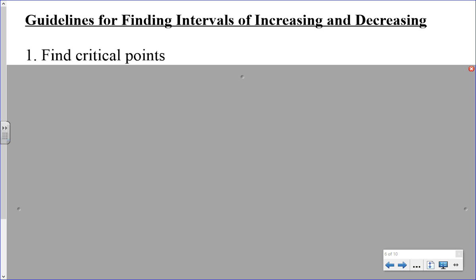Here are your guidelines. First thing, you need to find critical points, as we did yesterday. Our critical points are going to break up where we have potential relative minimums and maximums. If we have relative minimums or maximums, that's breaking up where we have increasing versus decreasing. We could have a critical point that's not a relative min or max, and that's okay, but we'll worry more about that tomorrow.